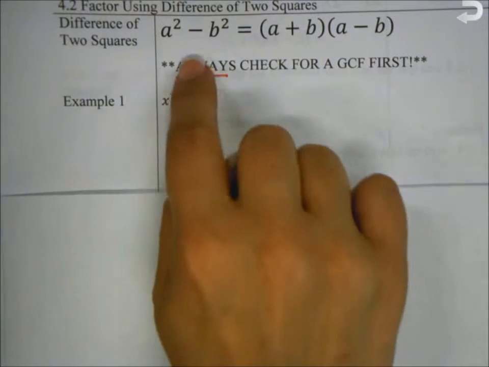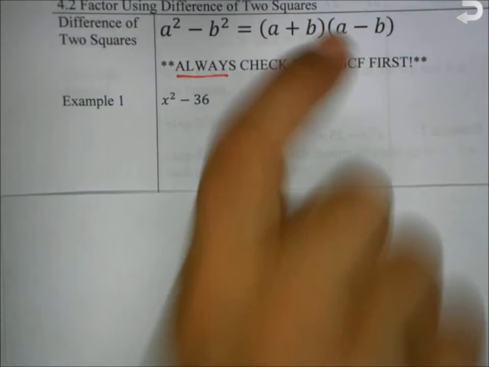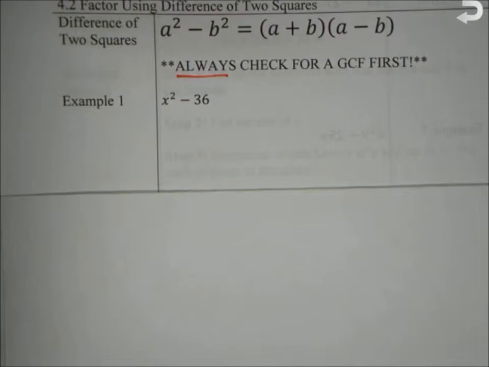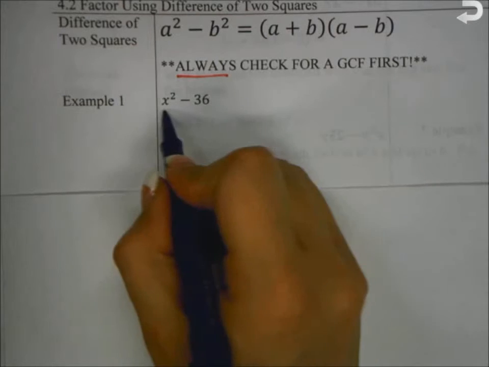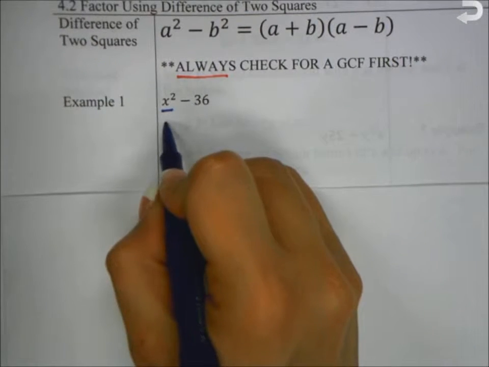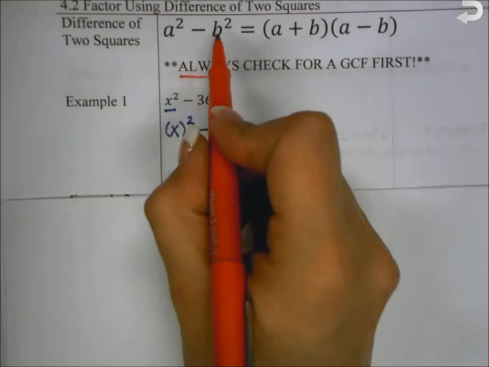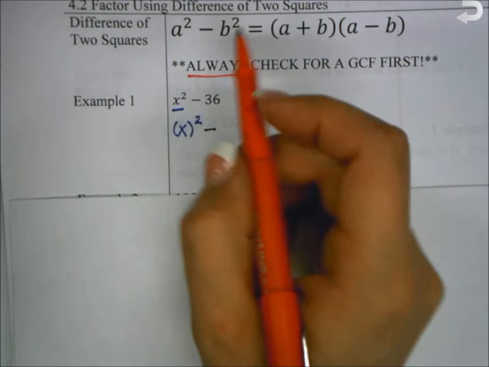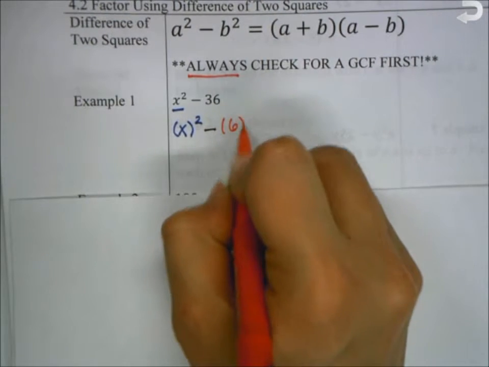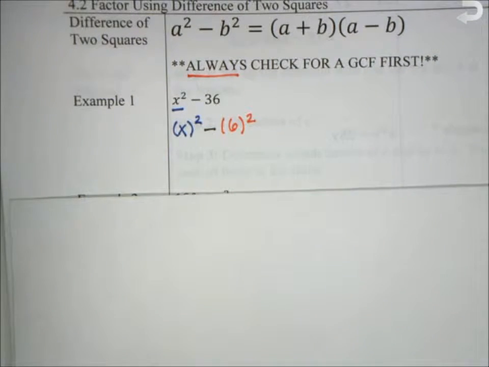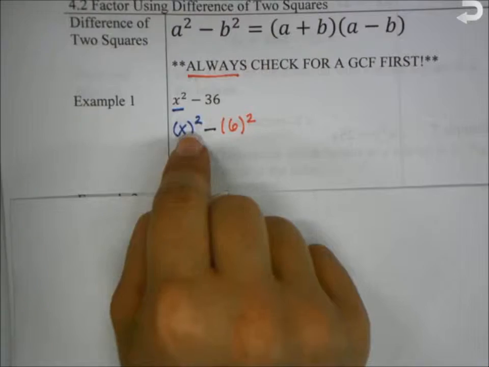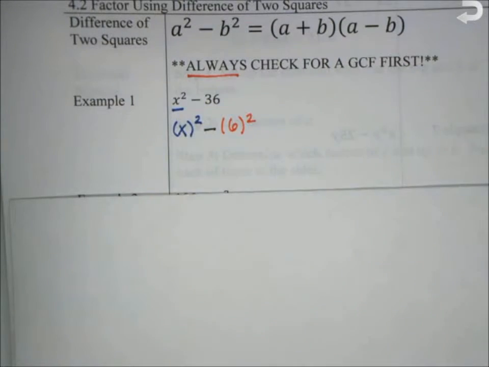How do we apply the rule? What is my A term here? X, right? This is the same as saying x in parentheses, all of that squared, because that's an invisible one. Minus. How can we write 36 so that it looks like this? How can we write 36 so it's a number squared? 6 squared. So now we have it broken down into A squared minus B squared, yes? Make sense? What I'm doing?